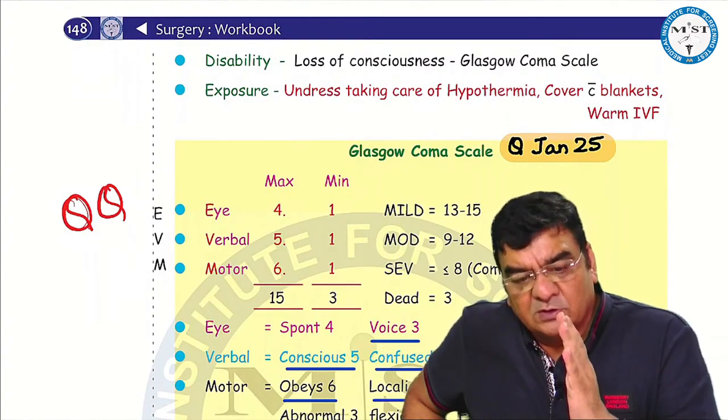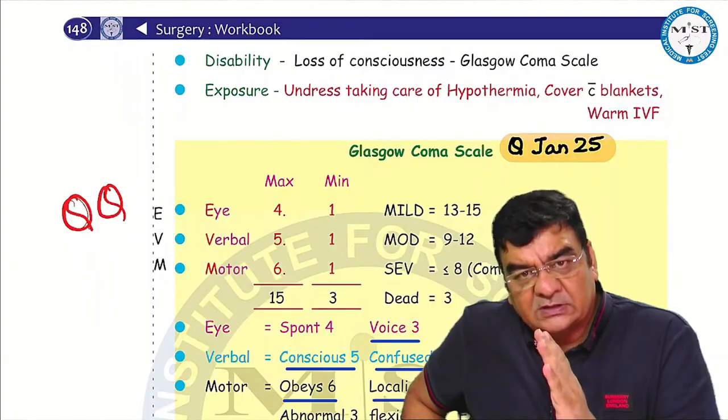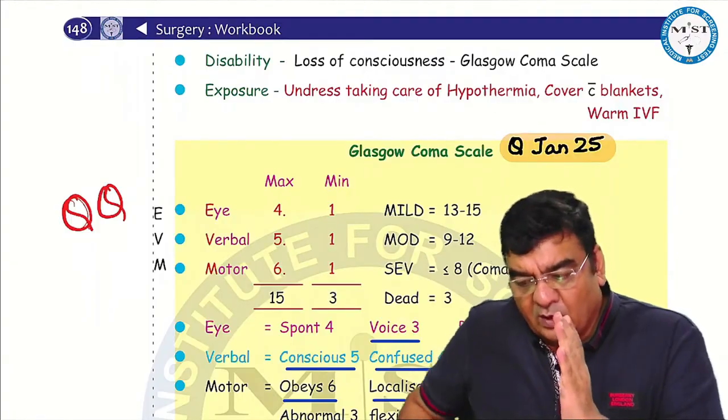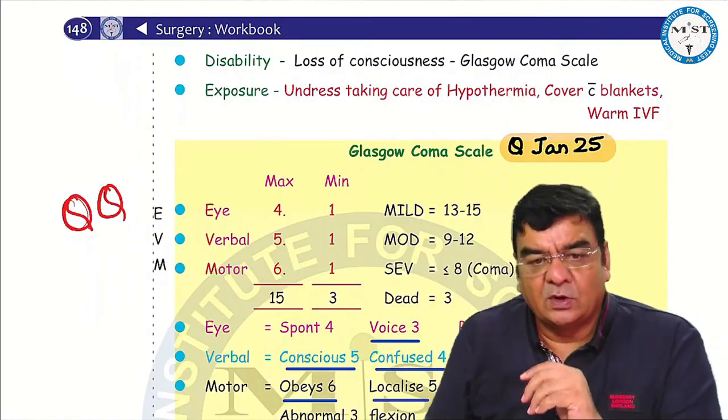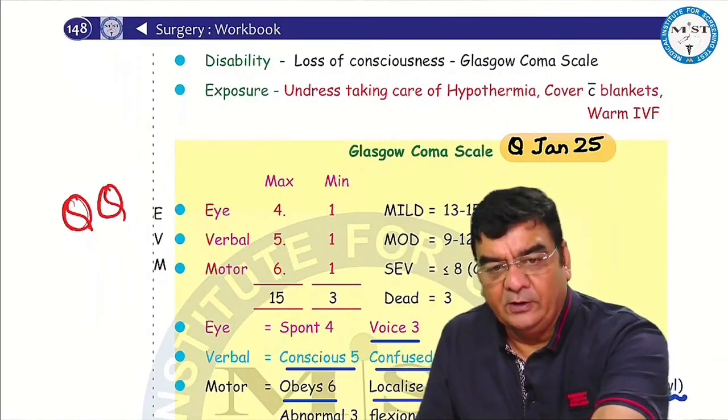Maximum eye score possible is 4, verbal 5, motor 6. Minimum is 1, 1, 1. So total maximum GCS possible is 15 and total minimum GCS possible is 3.